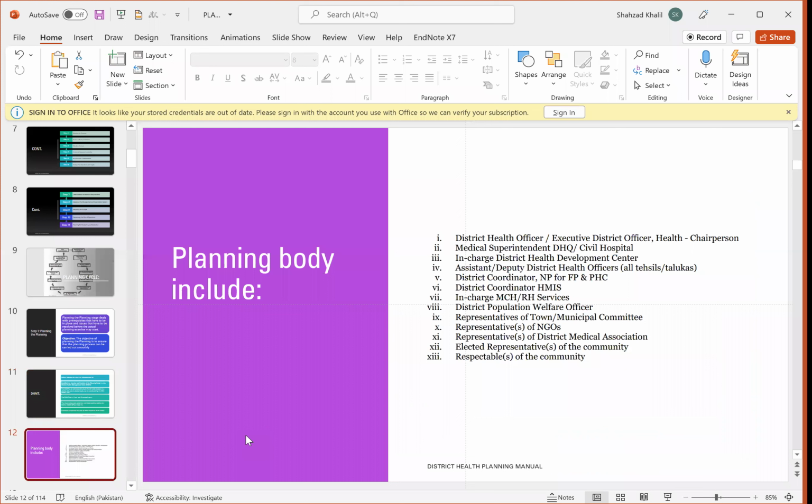The planning body includes a district health officer or executive district health officer as chairperson, medical superintendent, in charge district health development center, assistant deputy district health officers of Tehsil, district coordinator, district coordinating HMIS, in charge MCHRS services, district population welfare officer, representatives of town or municipal committee, representatives of NGOs, representatives of district medical association, elected representatives of the community and respectable members of the communities.